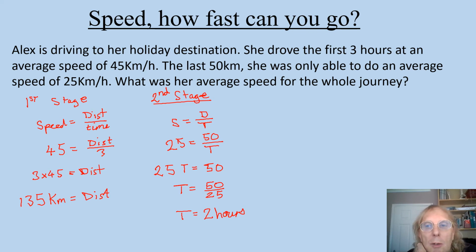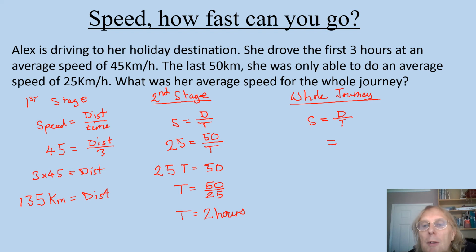So the first stage of the journey took 3 hours, the second stage took 2 hours. We've got the distances for all of them. So we can now have a look at what the final question is. What was her average speed for the whole journey? So we'll do the whole journey at the end. And again, we're going to use speed equals distance over time. So the speed for the whole journey is what we want to find.